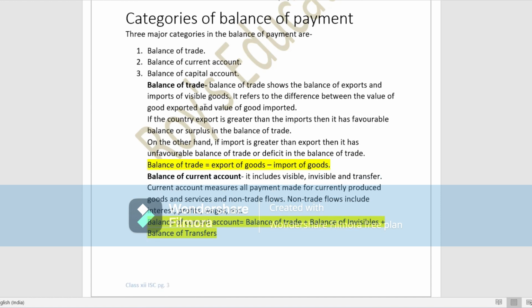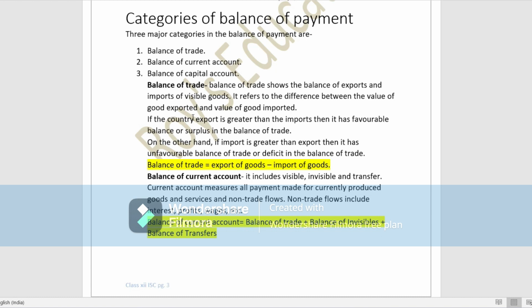Okay, so what is balance of trade? Balance of trade shows the balance of export and import of visible goods. Visible goods here means the goods which are tangible: the goods we can see, the goods we can feel. That means balance of trade will only show the balance of export and import of the visible goods. Only the goods which are visible, not the services, only the visible items.